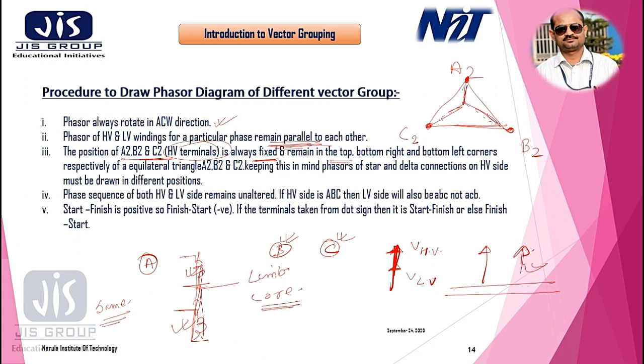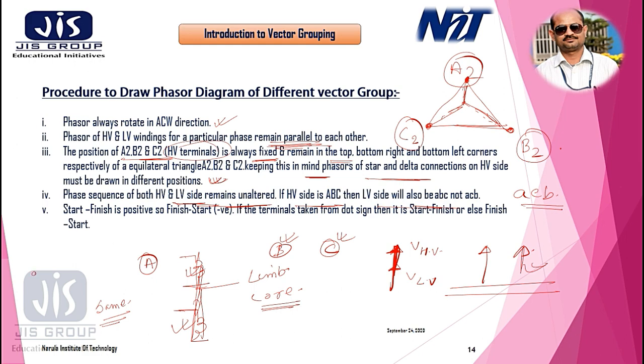This position of the primary is fixed, and keeping in mind that this position is fixed, the phasors of star and delta connections of the HV side must be drawn in different positions. So we have to keep these things in mind. And the phase sequence of HV and LV side remains unaltered. If the HV side is ABC, then the LV side is also ABC. It will not be ACB.